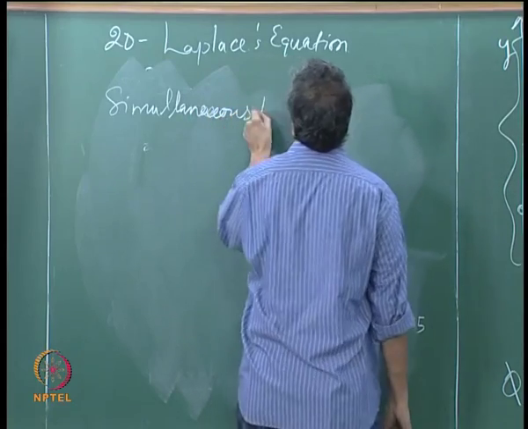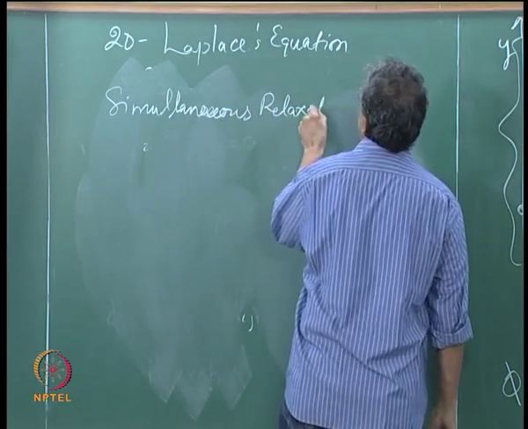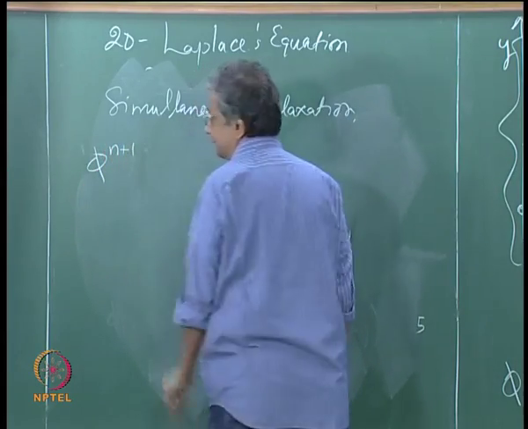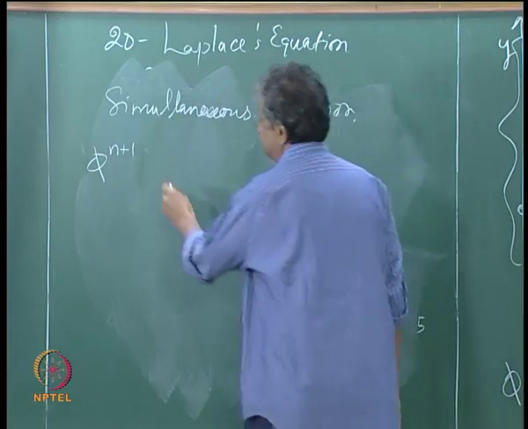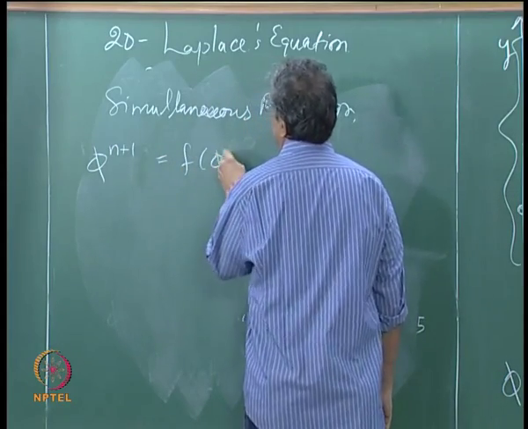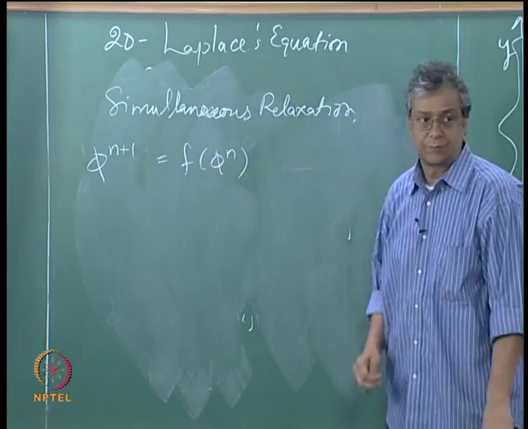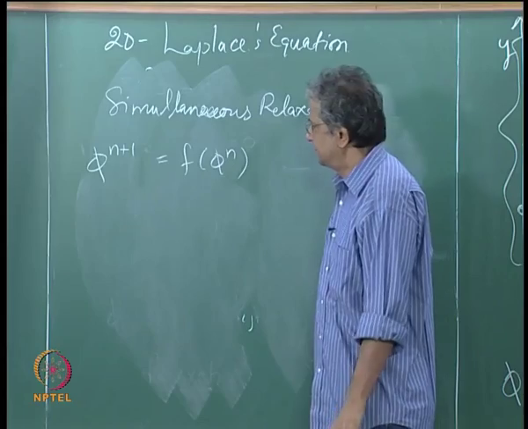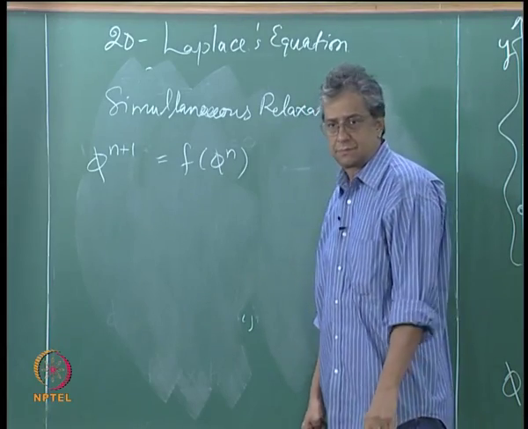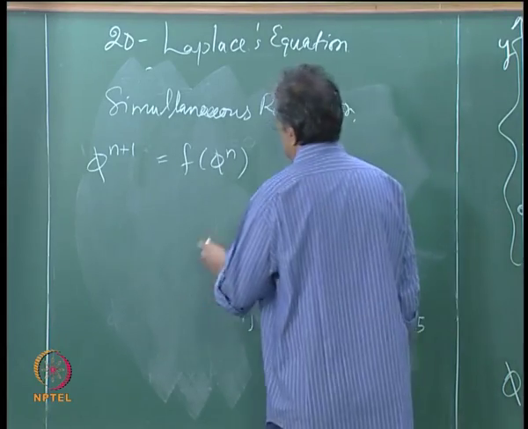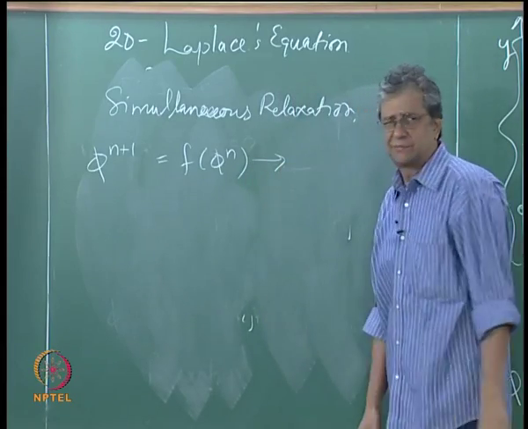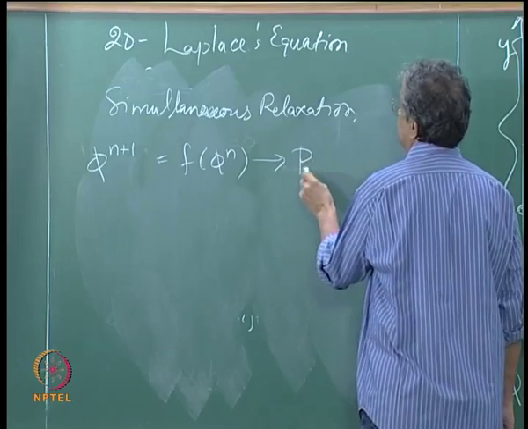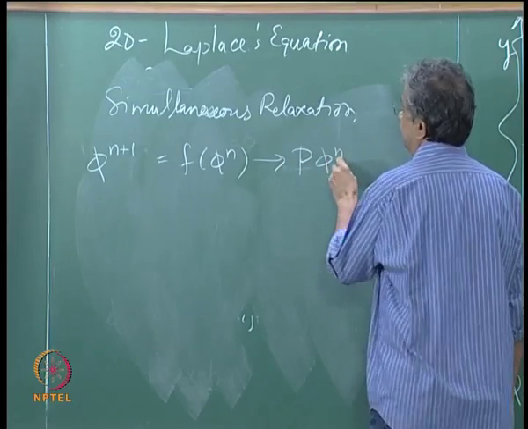Simultaneous relaxation. You are basically saying that phi at n plus 1 comes from phi at n. Is that okay? So in fact, as someone had pointed out last time, if we look at this in greater detail, it's actually a linear combination. So it's some matrix times phi at n. In fact, that's what it is.